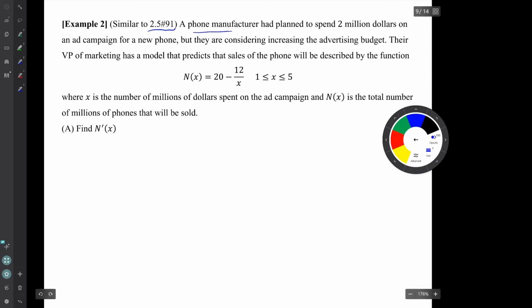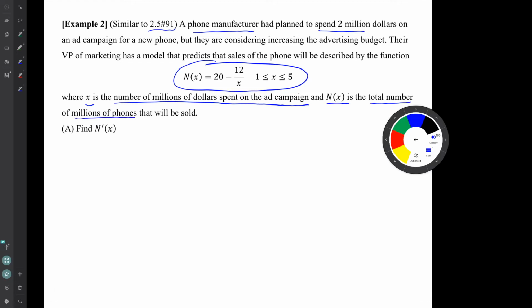In this example, a phone manufacturer had planned to spend $2 million on an ad campaign for a new phone. But they're considering increasing their advertising budget. Their vice president of marketing has a model that predicts the sales of the phone will be described by this function. N of x equals 20 minus 12 over x, where x is the number of millions of dollars that they spend on the ad campaign, and N of x is the total number of millions of phones that will be sold. So question A says, find N prime parentheses x.